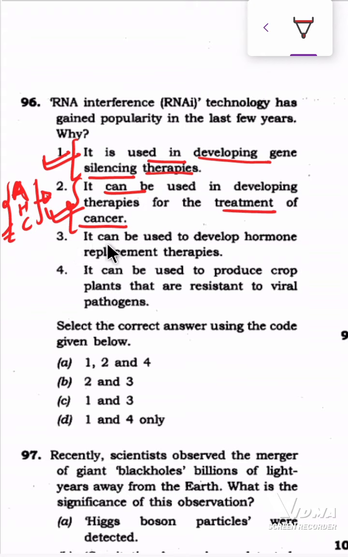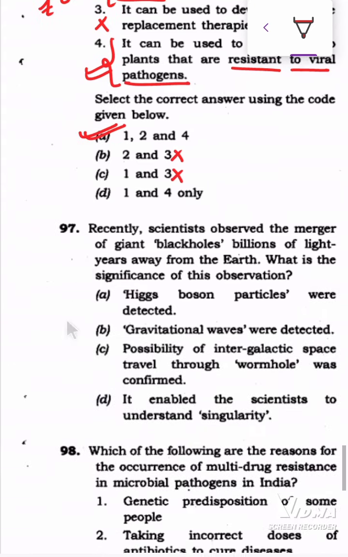Now, statement 3 says it can be used to develop hormone replacement therapies. No, it's not that. It cannot replace hormones. It cannot be used to develop hormone replacement therapies. So statement 3 is not right, and we can cut it as wrong. Next, it can be used to produce crop plants that are resistant to viral pathogens. That is also right. So this is a right statement.